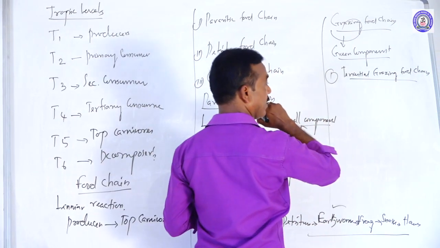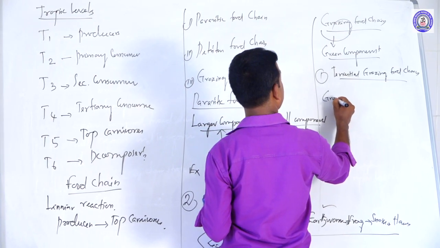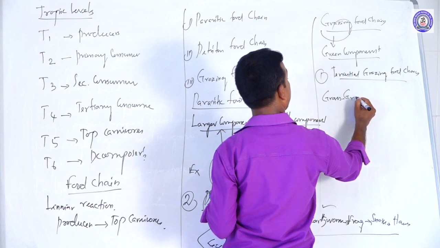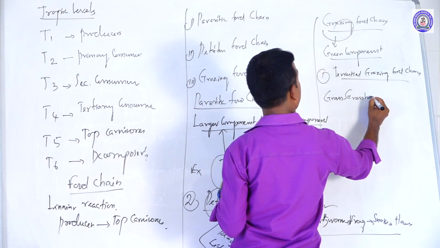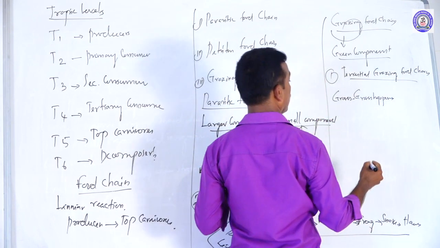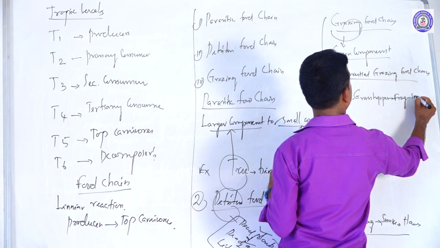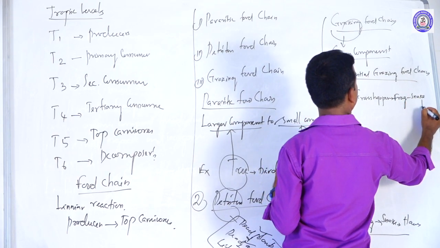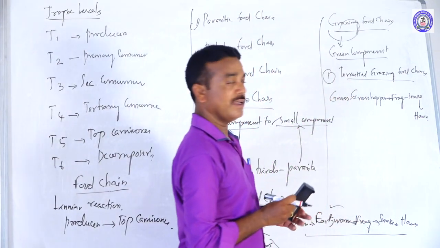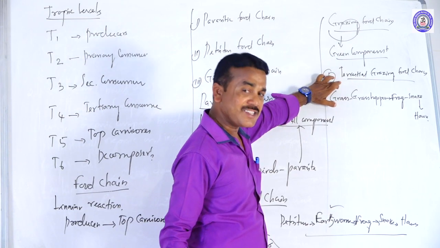What is the terrestrial grazing food chain? First of all, grass, then grasshopper, then frog, then snake, then hawk. So this is the grazing food chain in terrestrial.